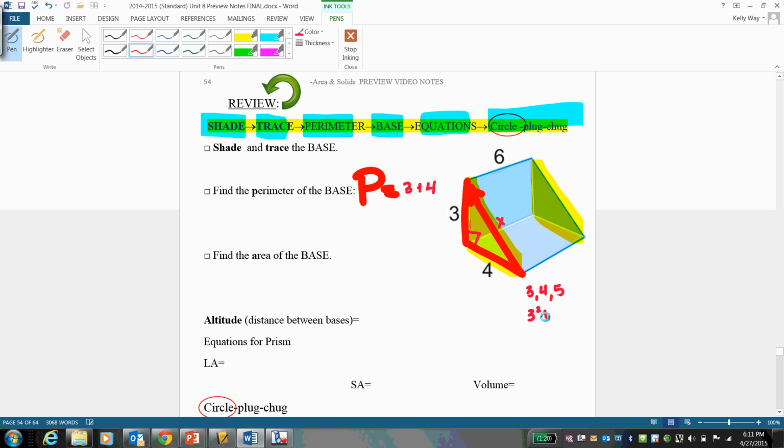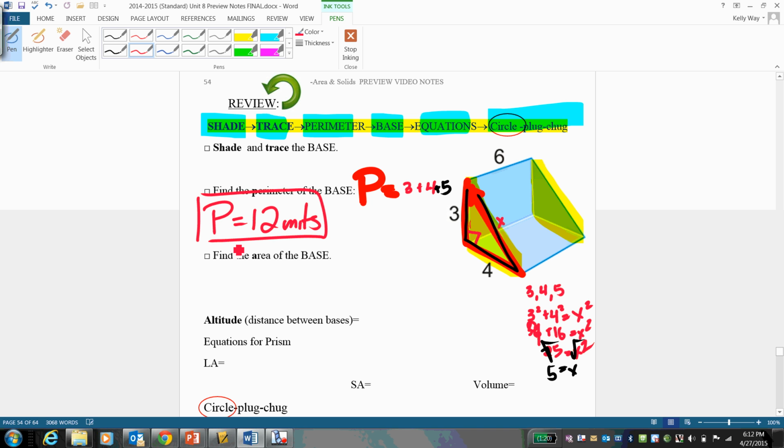So we're going to do 3 squared plus 4 squared equals unknown squared. This is 9 plus 16 equals unknown squared. 25 equals unknown squared, square root, and you get x equals 5. So to get our perimeter, it's 3 plus 4 plus 5. Over here, use a capital P, which means perimeter. 3 plus 4, 7 plus 5 is 12. So it's 12 units. That's our perimeter.